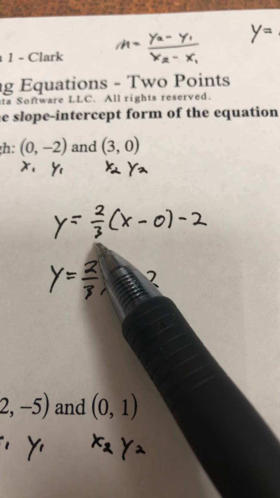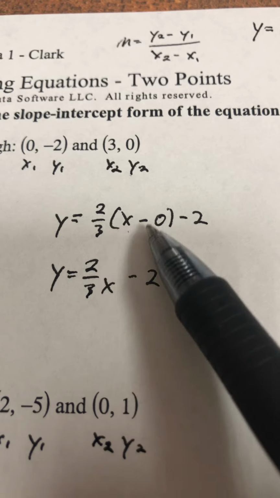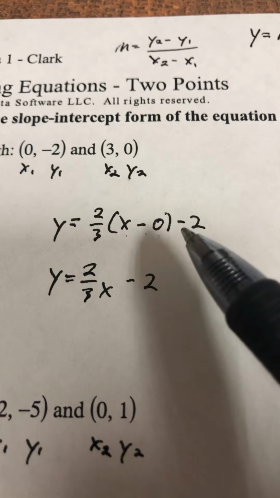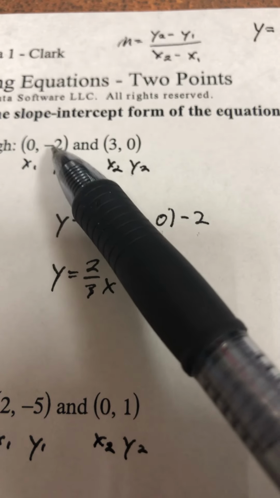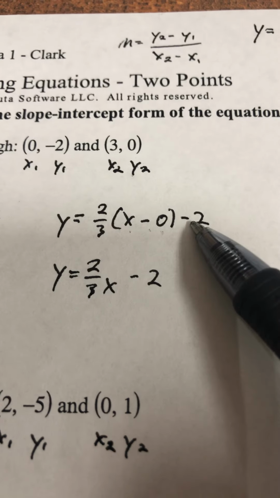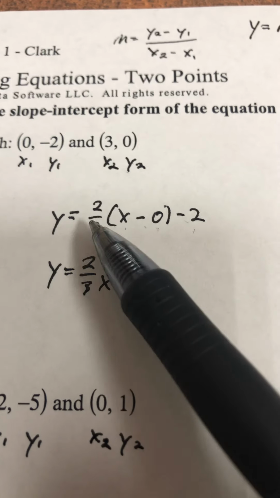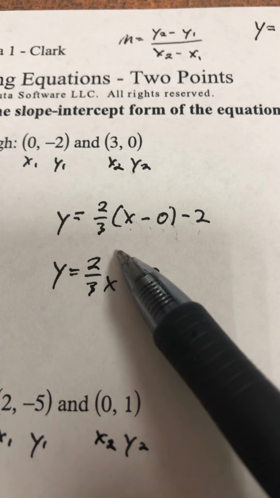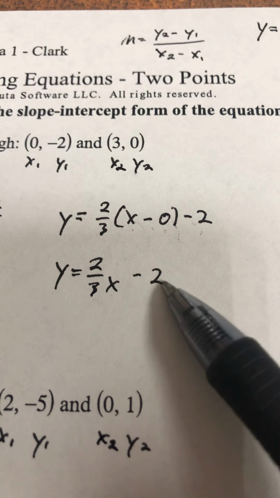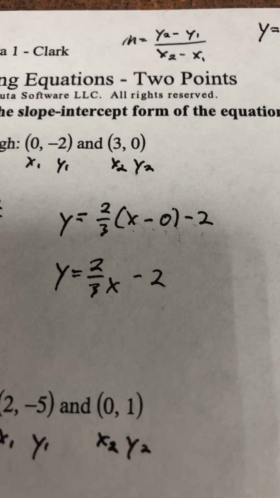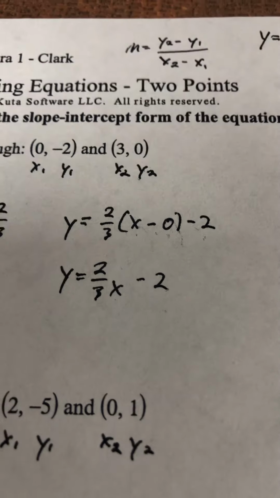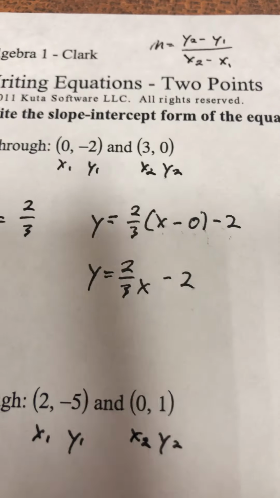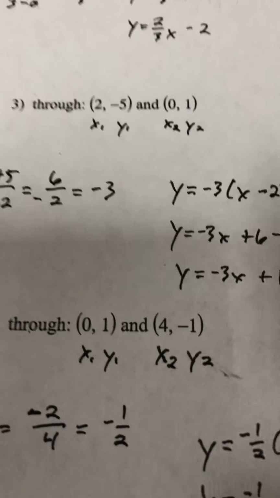I have 2/3 times x minus my first x, which is 0, and then plus my y1. My y1 happens to be a negative 2, so it's plus a negative, so it's just minus 2. 2/3 times x is 2/3 x. 2/3 times 0 is nothing, so I don't have anything there. And then I have my minus 2, and there's my equation in slope intercept form of a line that goes through these 2 points.